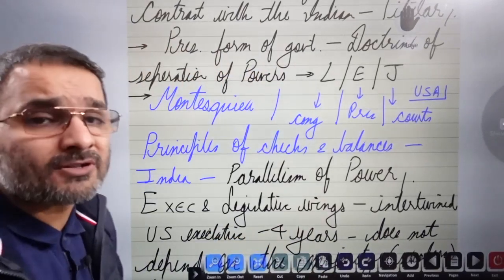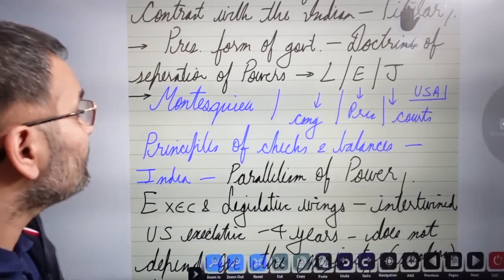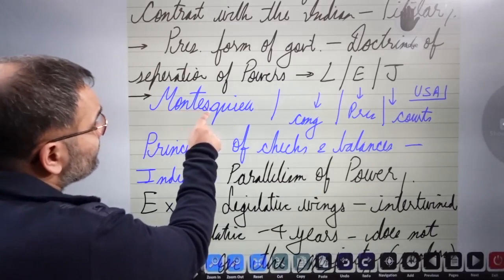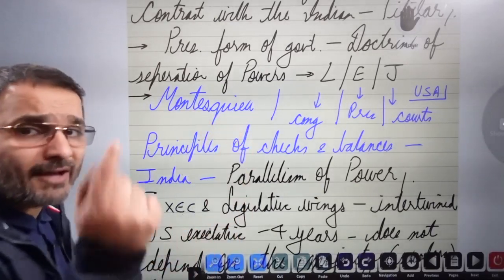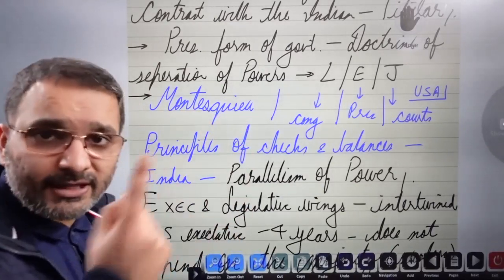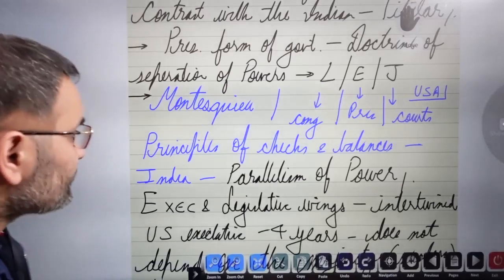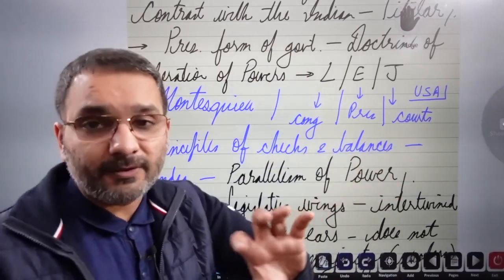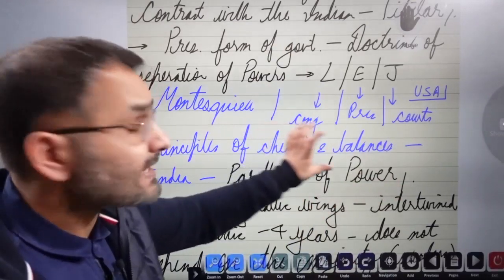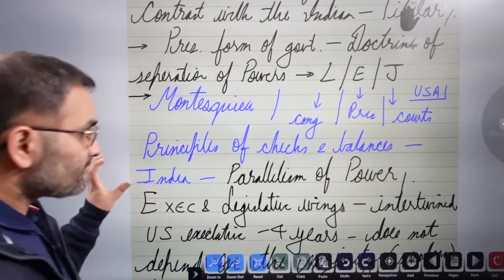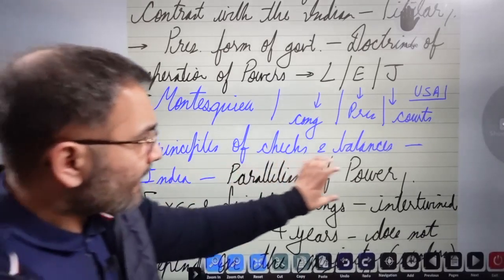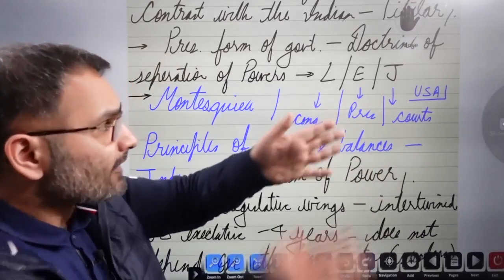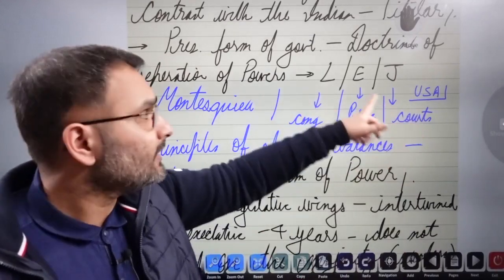This doctrine of separation of powers is usually credited to a jurist called Montesquieu. So write this down, Montesquieu. If you have an LLB, you must have heard this name in your subject called jurisprudence. Now, this doctrine of separation of powers works on the principle of checks and balances. All right. In India, our system is based on parallelism of powers. They have three completely different domains.